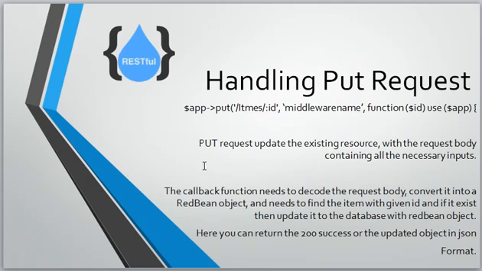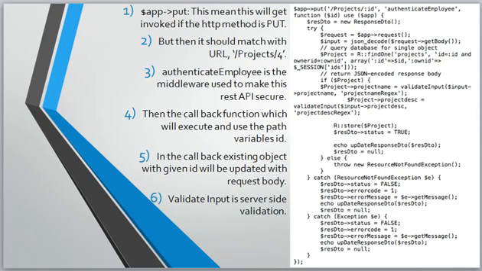1. _put. This means this will get invoked if the HTTP method is put. 2. But then it should match with URL/project/ID. 3. Authenticate employee is the middleware used to make this REST API secure and allow authorization. 4. Then the callback function which will execute. 5. Then the object of response DTO is created. 6. Then inside the try block the request body is taken.